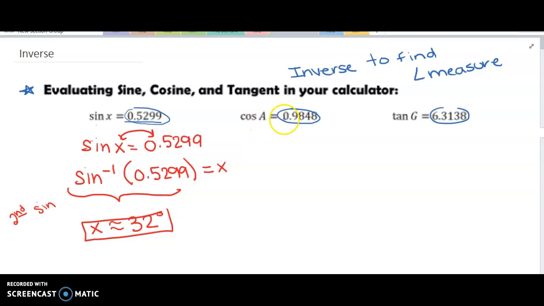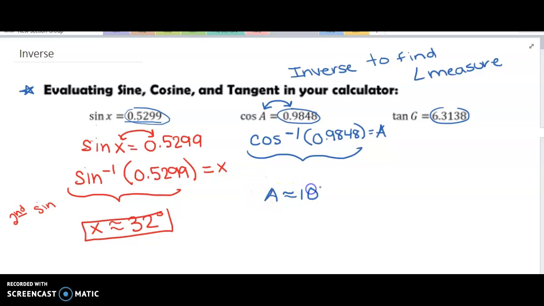All right, let's look at the next one. We have cosine of A equals 0.9848, so I'm going to use cosine inverse, and when I do that, these two flop. 0.9848 equals A. And then if I put this into my calculator, remember you have to put second cosine, you should get that A is roughly 10 degrees.